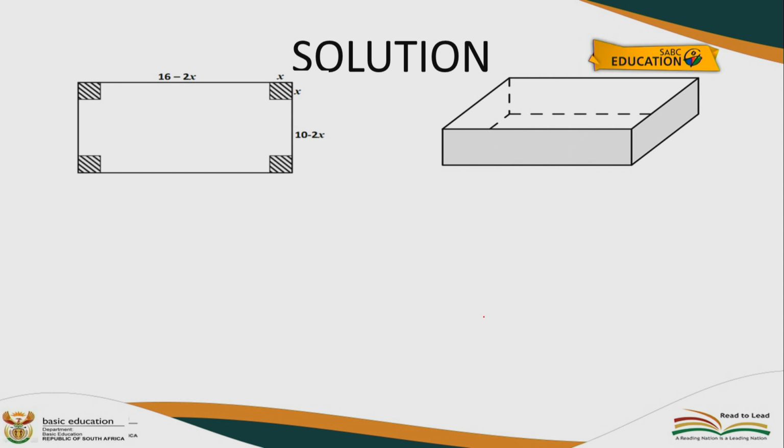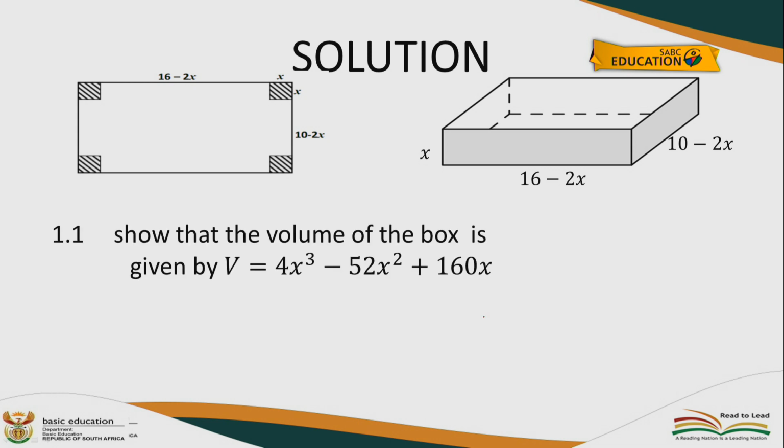I've already gone through that with you, so you know how I got that. All right, so the first question, they want us to show that the volume of the box is given by V equals 4x cubed minus 52x squared plus 160x. Now, if you look at the box, our box is a rectangular prism. So we need to know the volume of a rectangular prism. In general, the volume of a rectangular prism is given by V equals length times breadth times the perpendicular height.